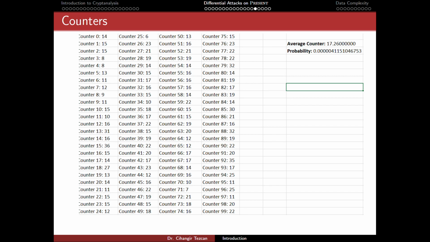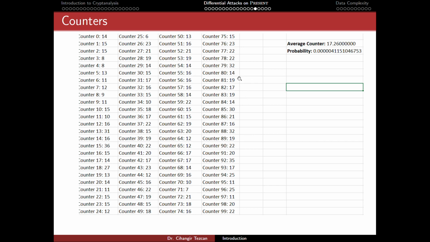I'm showing you these results because, as you can see, there are no zeros in these counters. All of the keys get sometimes small values like 7, but sometimes high numbers like 32 or even 35 here. The total sum is this, and when you divide it by 100, you will see that the average is 17.26, and the probability is this. When you take the logarithm in base 2, you obtain something like 2 to the minus 17.90 something.